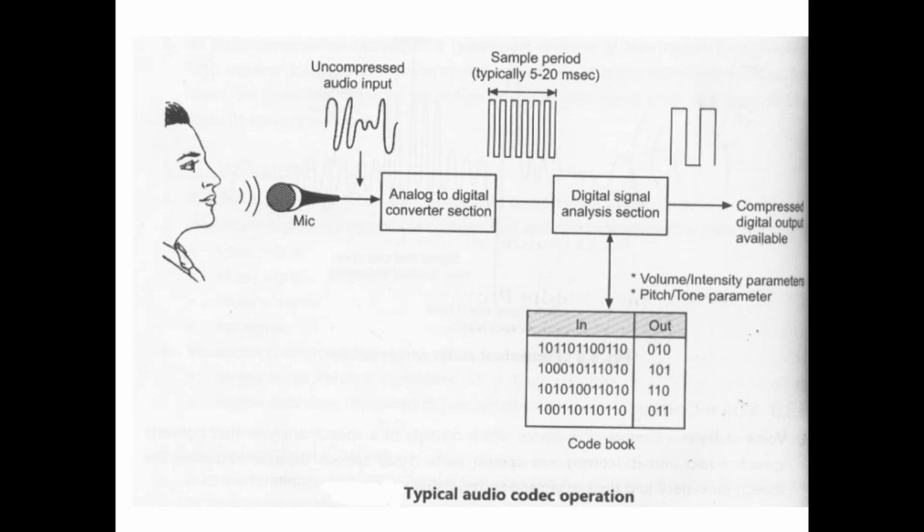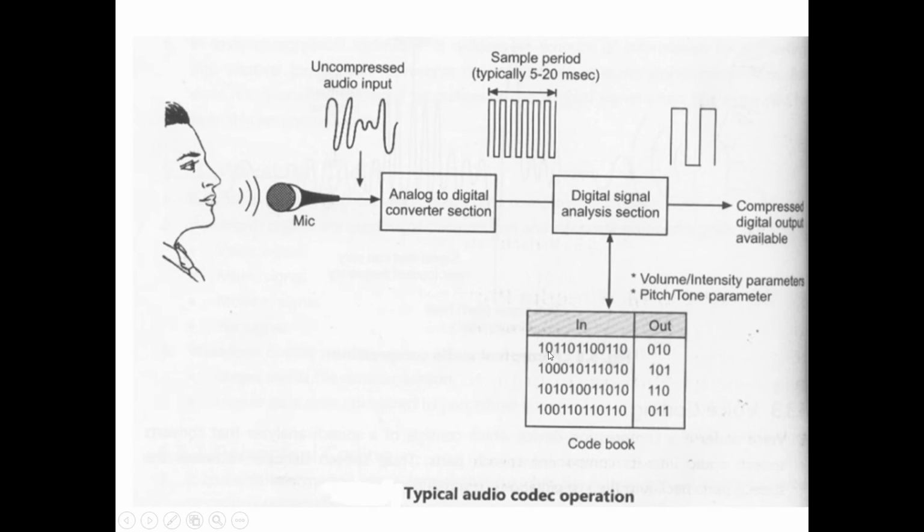We have already seen this is the mic which will convert your non-electrical signal into the electrical one. This will be the analog to digital converter. Now I have the actual codes for my signal. This is the digital signal analytical section where I'll have a code book. If this code appears anywhere, the output will be 0 1 0.